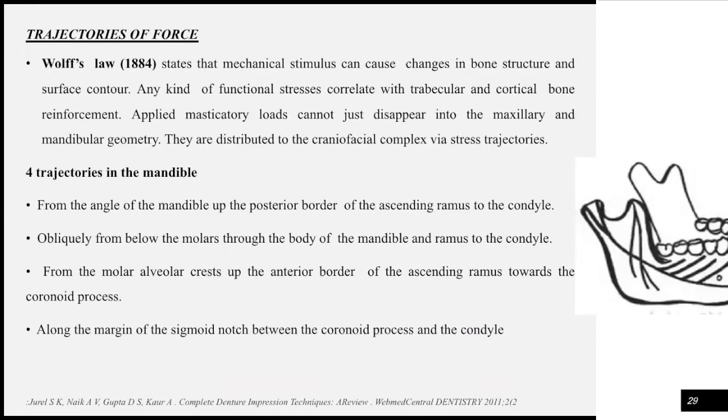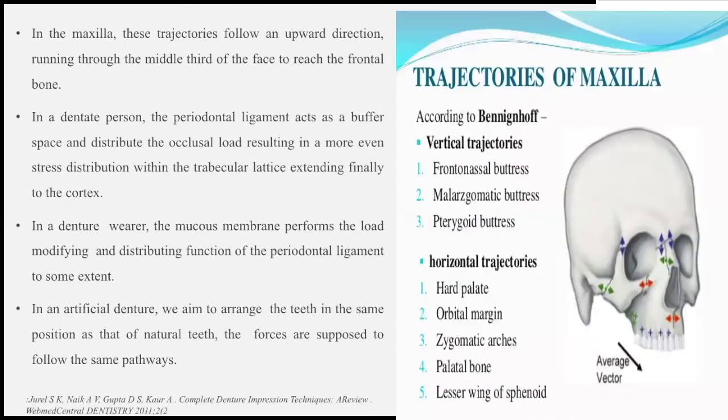Coming to trajectories of forces, Wolff's law states that the mechanical stimulus can cause changes in the bone structure and the surface contour. Now, applied masticatory load cannot just disappear into the maxillary and the mandibular geometry, and they are distributed to the craniofacial complex via stress trajectories. There are four stress trajectories in the mandible, and in the maxilla, there are vertical trajectories and horizontal trajectories.